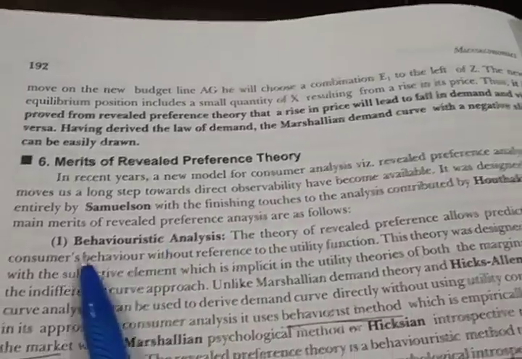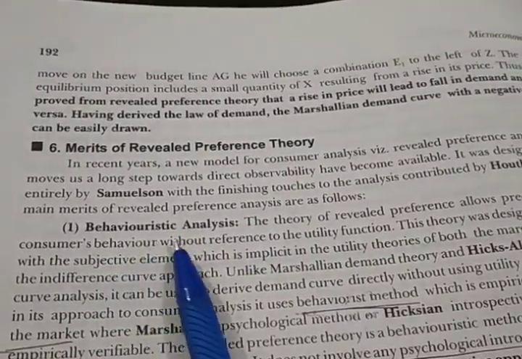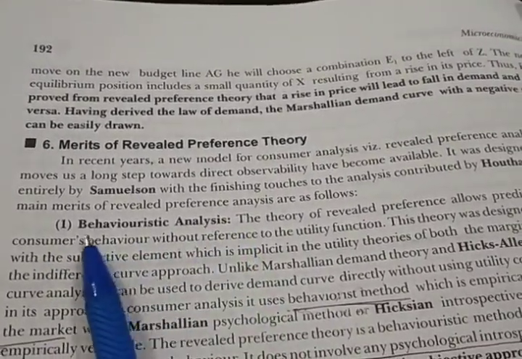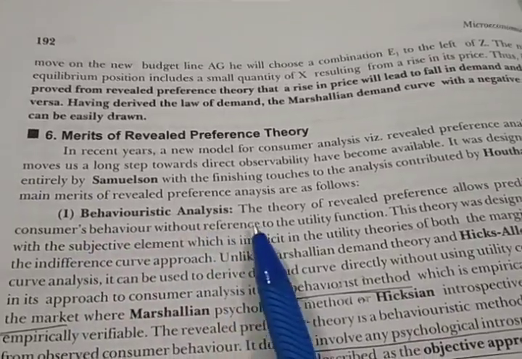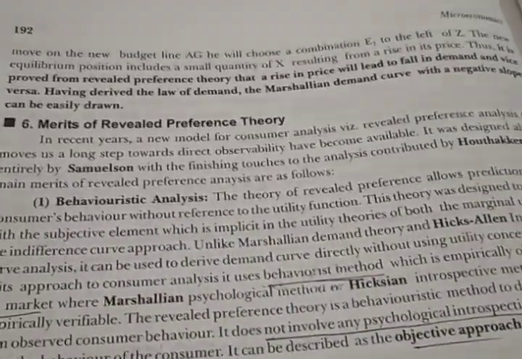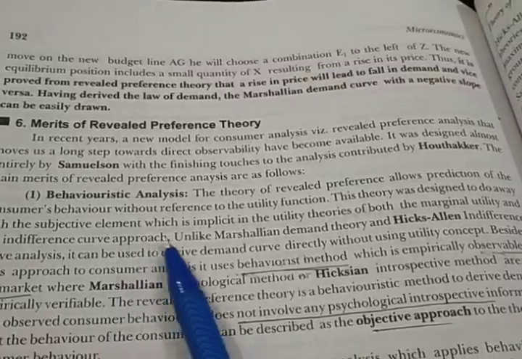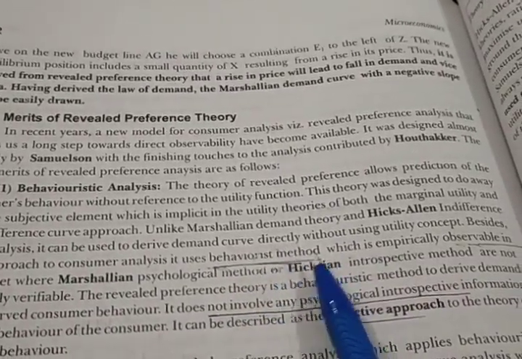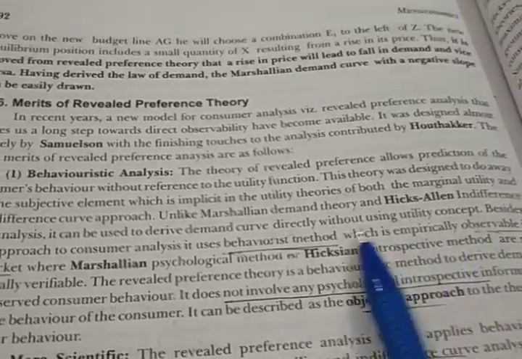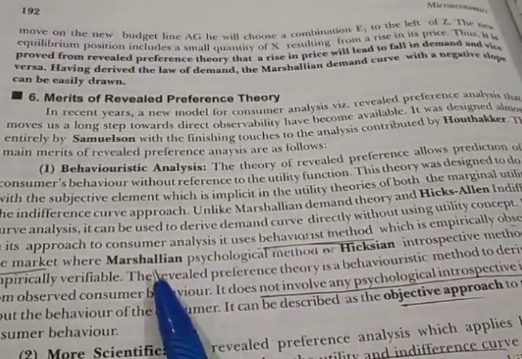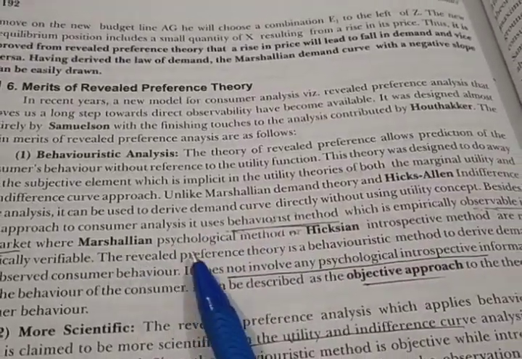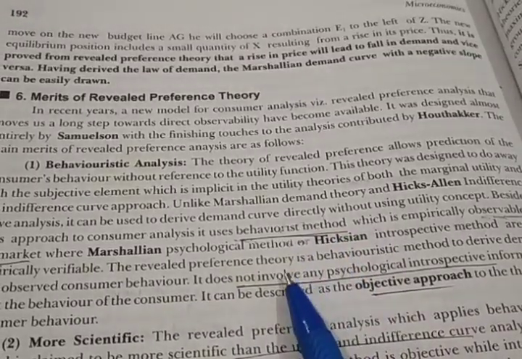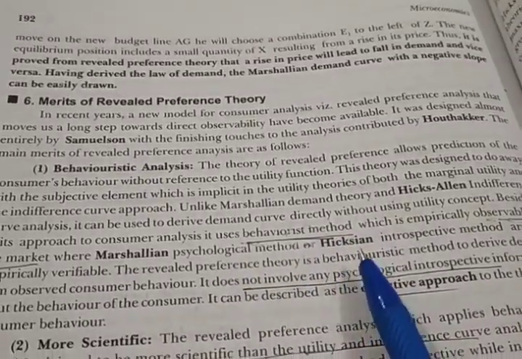Now, the most important merit of Revealed Preference Theory is that it is a behavioristic analysis. This means that this very theory is a behavioristic method. It is based on the actual behavior of the consumer in the market. So it does not involve any psychological type of statements.